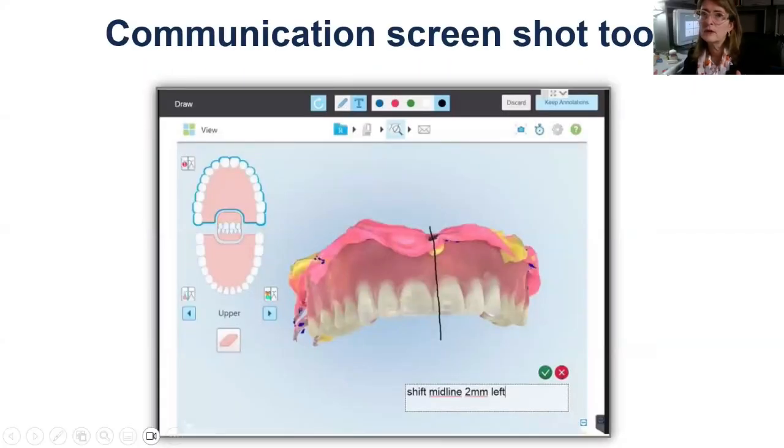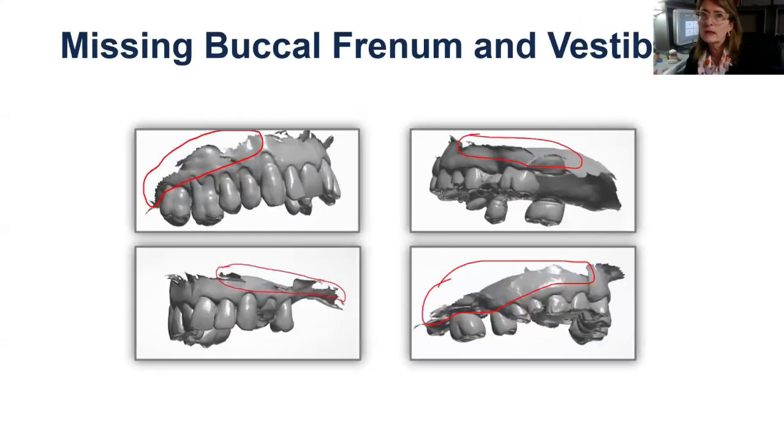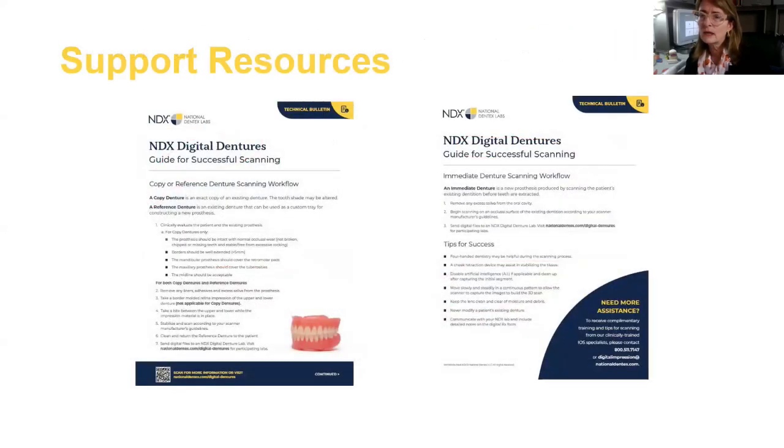And this is from the camera icon that you could mark and use this as a communication tool to send to the laboratory. And that can only be done right now through your myiTero.com account. It's a really nice way to communicate with the lab. Have a lot of offices that use it for partial designs as well. We've got some examples here of not adequate data, right? Those vestibules and flanges are missing. We've got great resources.